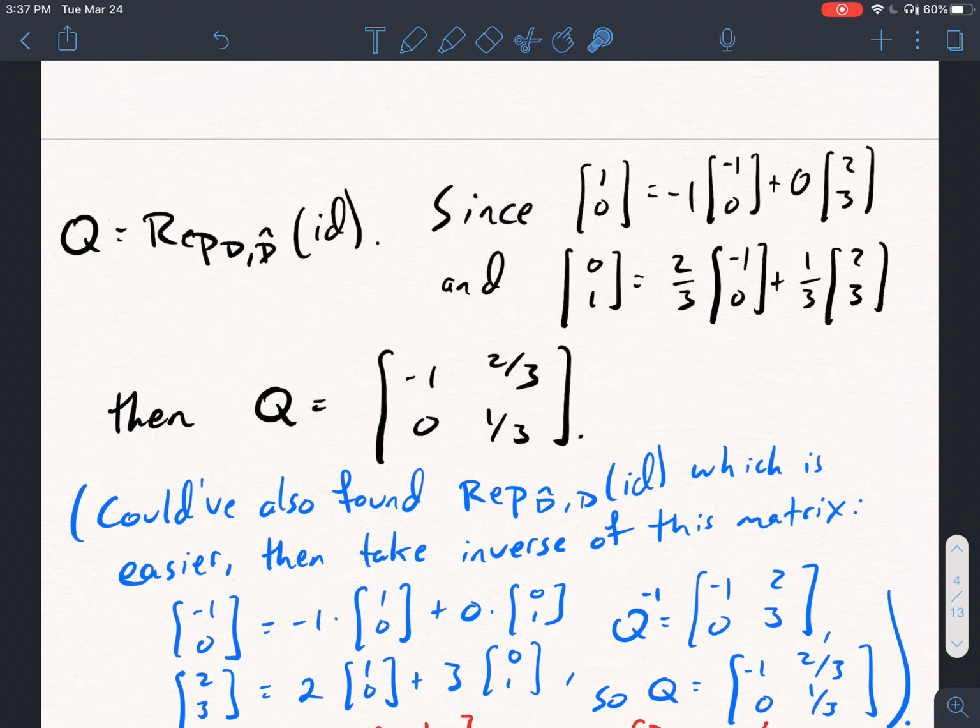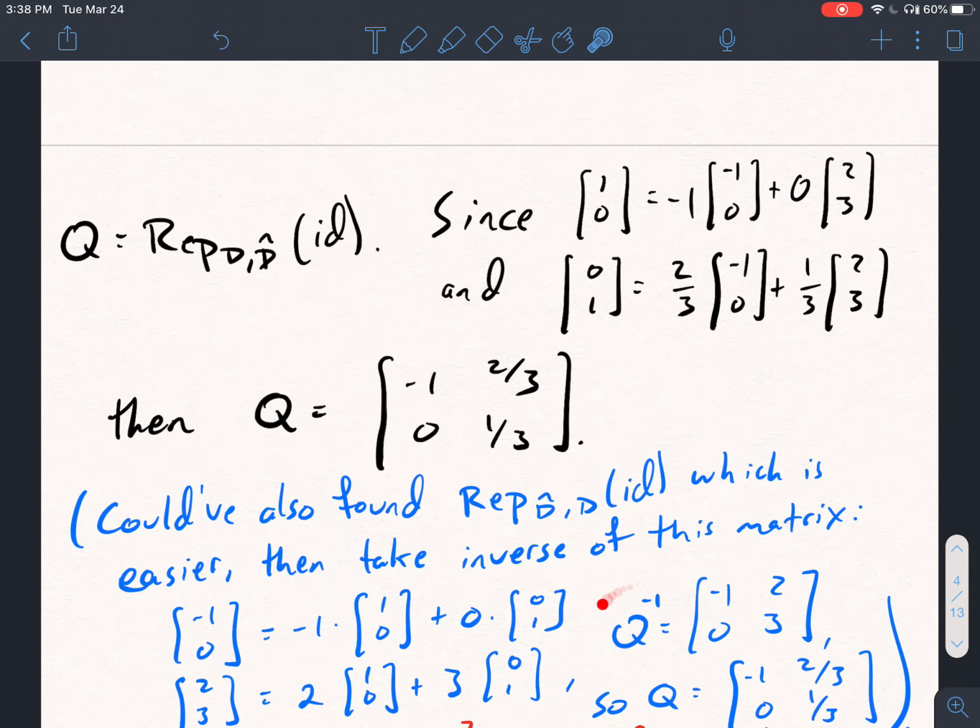To get this matrix, we first write the vectors from D hat as linear combinations of the standard basis vectors. Of course, that representation is just going to be itself. I get (-1, 0) is represented by (-1, 0). Throw that into Q inverse. And then (2, 3) is represented by (2, 3), and that'll be that column of Q inverse. I'm writing Q inverse here because if Q is the representation of this, then Q inverse would be this thing. So if Q is this, then Q inverse is this.